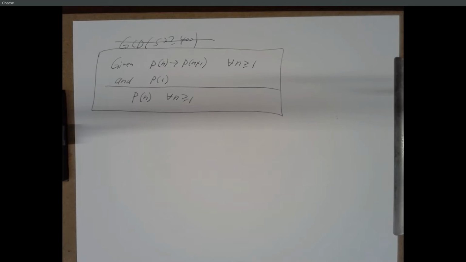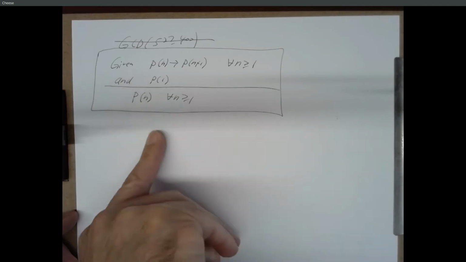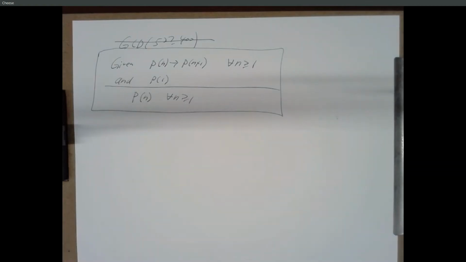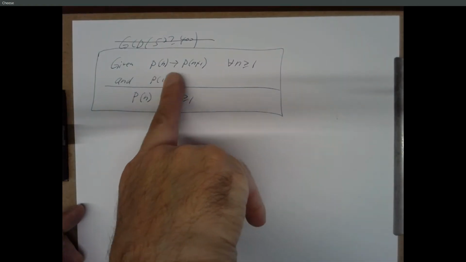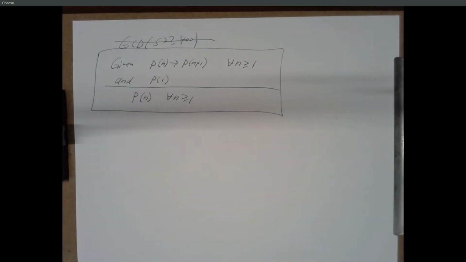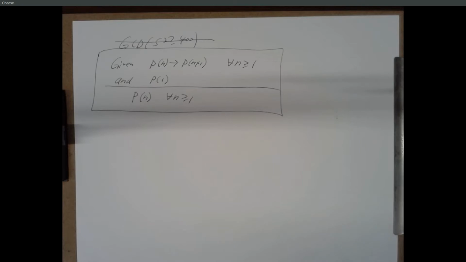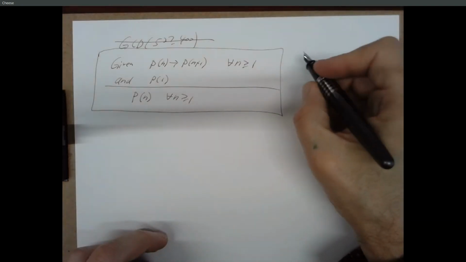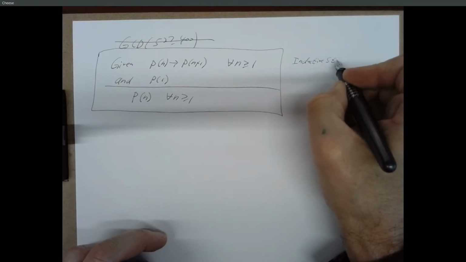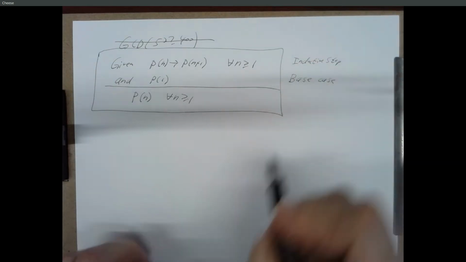And the 1's not magic. We could do this for all n bigger than or equal to 5 as long as we prove a base case P of 5. Or all n bigger than or equal to 0 as long as we show a base case P of 0. Or we could do this for even numbers by starting with P of 0 and showing P of n implies P of n plus 2. Right? So you can find different versions of this, but this is the essential idea. And this first piece is called the inductive step. And the second part is called the base case, or the basis.